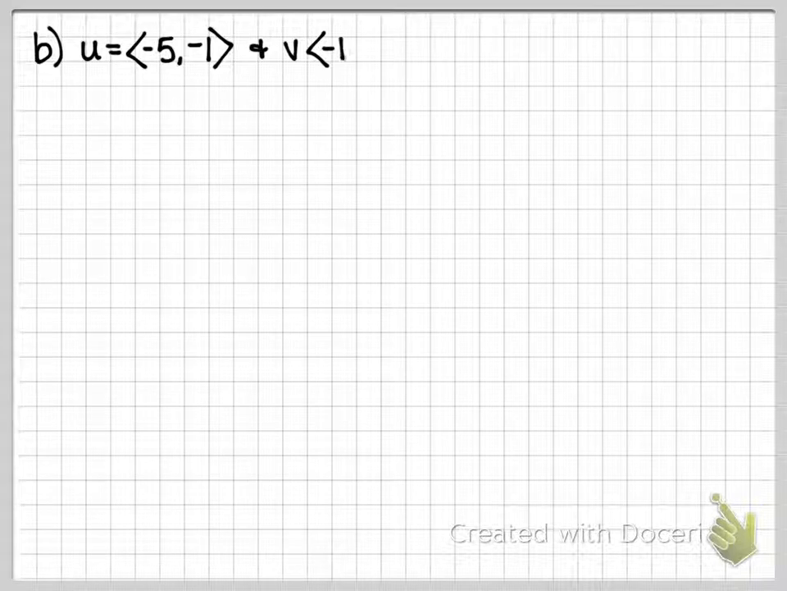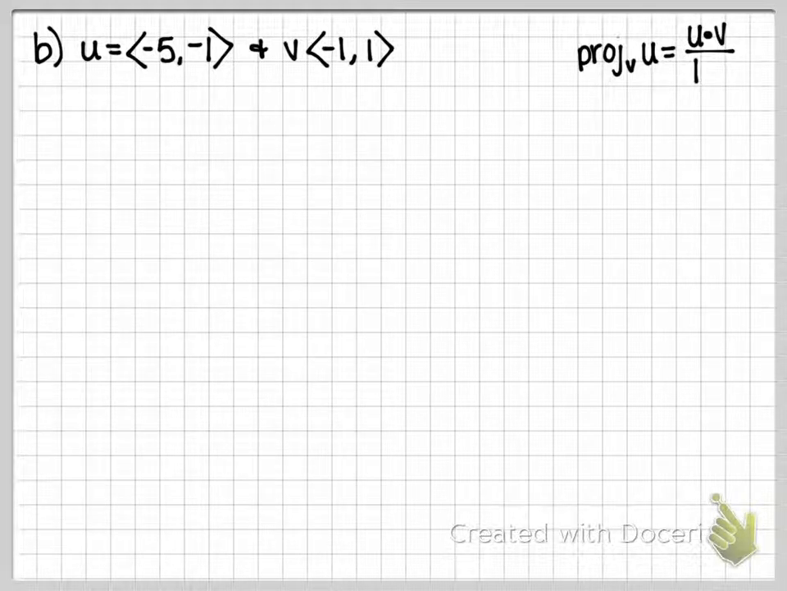So b, my vector u is going to be -5, -1, and v is going to be -1, 1. So remember, my projection onto v of u is going to be my dot product of u and v divided by the magnitude of v squared, and then I'm going to distribute that scalar out along my vector v. So the first thing we're going to need to do is go ahead and find our dot product. So we're going to find u dot v.